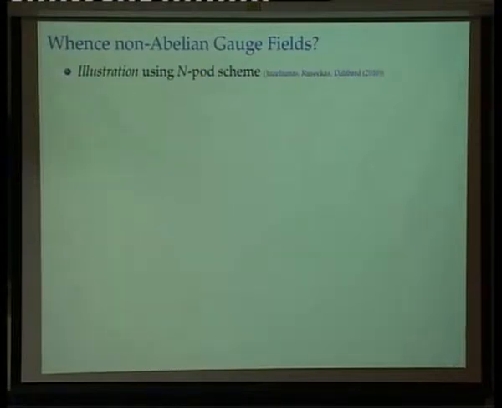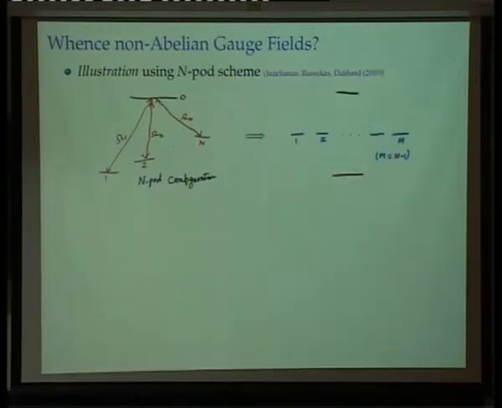What is called in this literature the N-pod scheme: you take an atom with N plus 1 states, pick a particular state which you like, called 0, and then Rabi couple it to all these other N states. When you do this, it breaks up into quasi-energies of this structure. One can actually show this. This manifold is called the dark state manifold, and there are M of them, where M is equal to N minus 1. Okay? So you get this manifold.